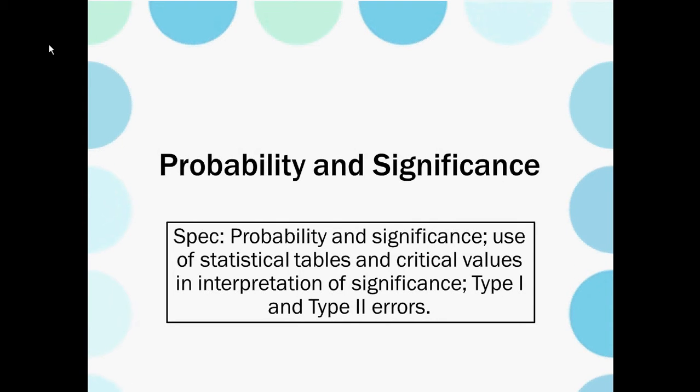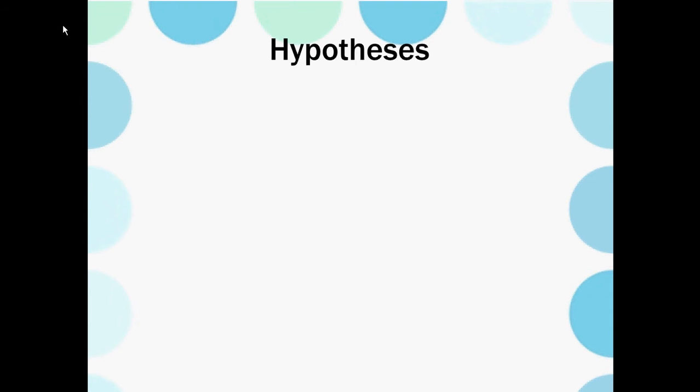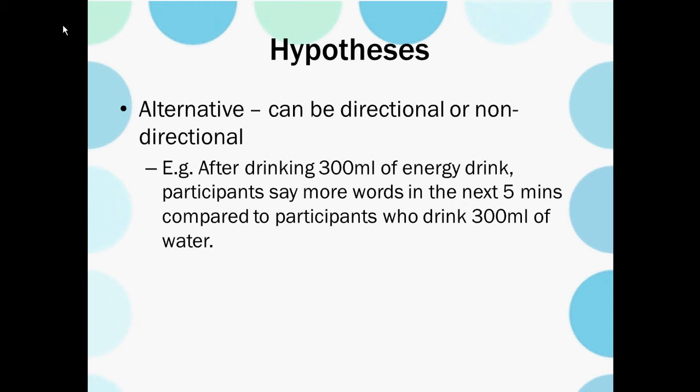This is probability and significance for A-level psychology, and this is continuing on the theme of statistical testing, so it's adding a little bit more information to what we've already learned about that. So, starting with some examples of hypotheses, which we talked about last time. The alternative hypothesis can be the directional one or the non-directional one. Here's an example, just as a reminder.